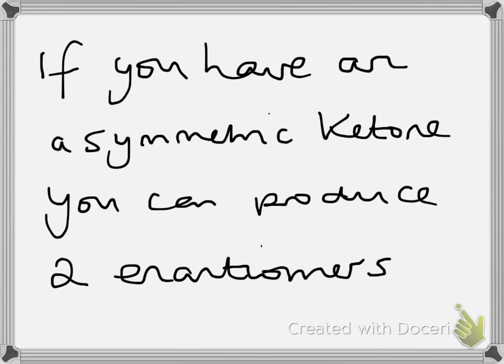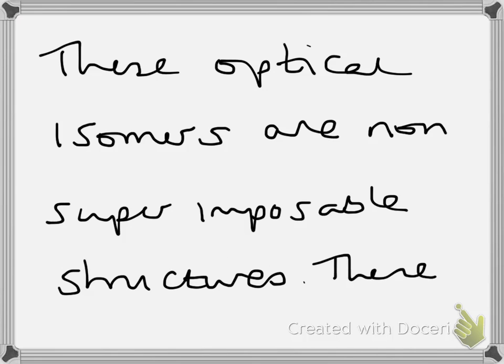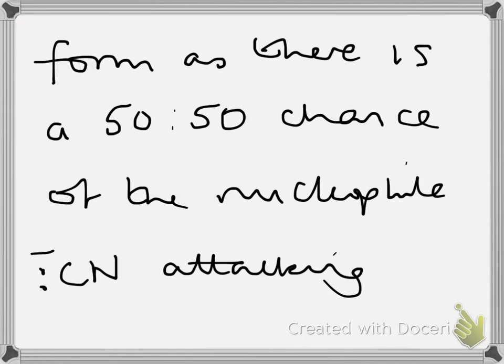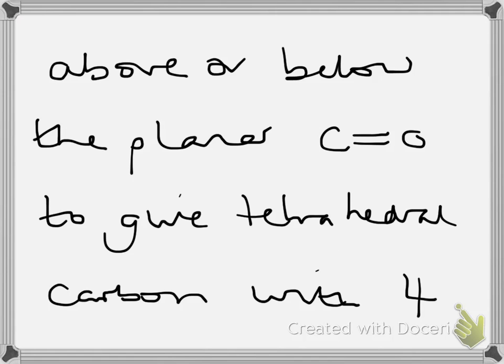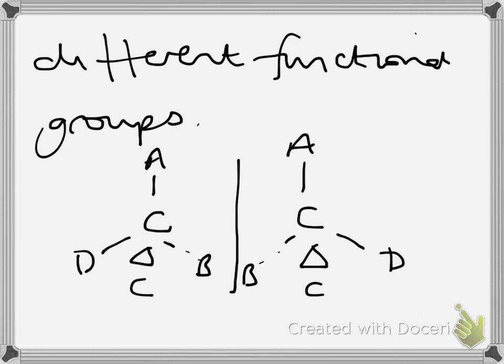If you have an asymmetric ketone, you can produce 2 enantiomers. These are optical isomers and are non-superimposable structures. These form as there is a 50-50 chance of the nucleophile CN- attacking above or below the planar carbonyl to give a tetrahedral carbon with 4 different functional groups. So we often show this with A, B, C, D.